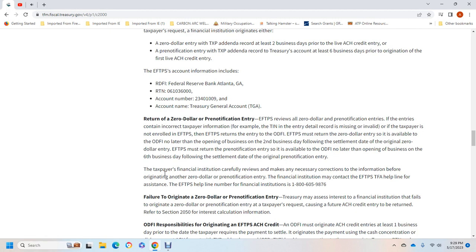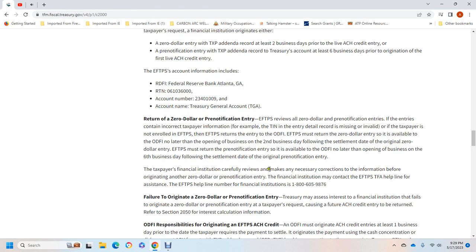opening of business on the second business day following the settlement date of the original $0 entry. The electronic federal tax-paying system must return the pre-notification entry to the ODFI no later than opening of business on the 6th business day following the settlement day of the original pre-notification entry.